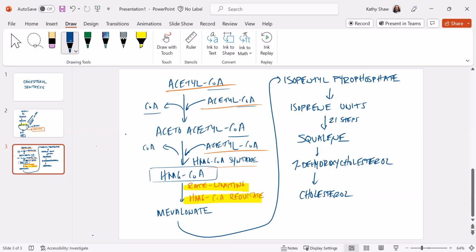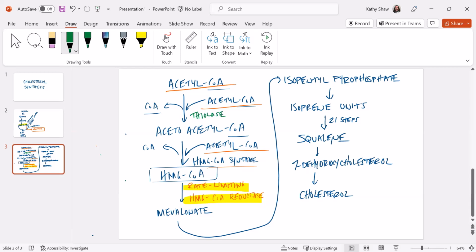Oh, and I forgot an enzyme that shows up once in a while. When we have the 2 acetyl-CoAs and we're making acetoacetyl-CoA, the enzyme there is thiolase. Possibly something you might get asked, maybe not.